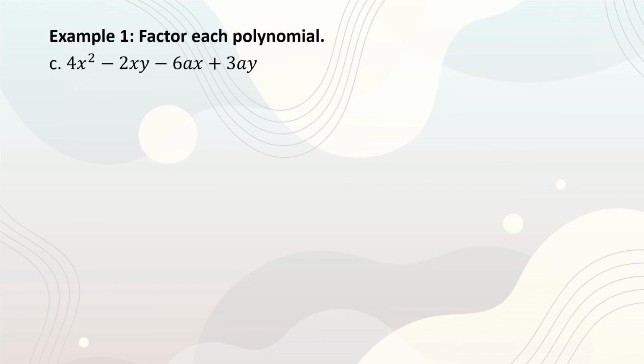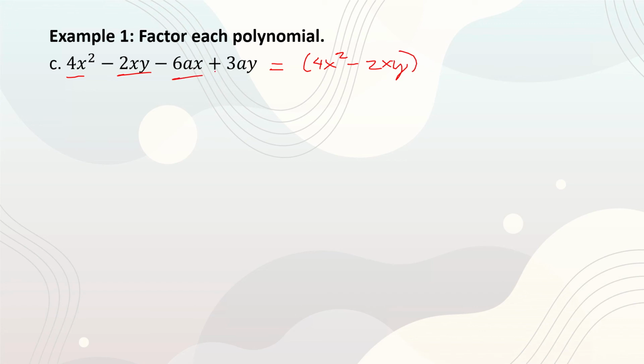Let's try another example. We have 4x squared minus 2xy minus 6ax plus 3ay. So in this case, you can group together the first and the second term because they have a common factor again, which is x. And aside from x, both of them have a factor of 2. So you can use that. So group them together, 4x squared minus 2xy.